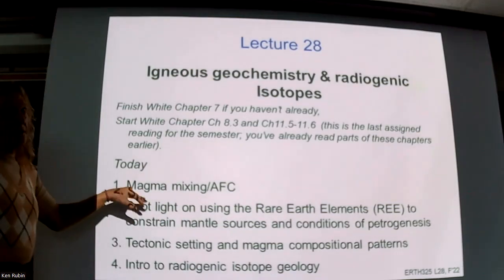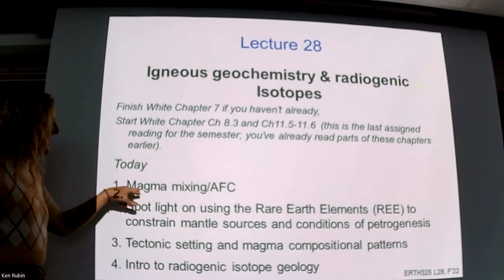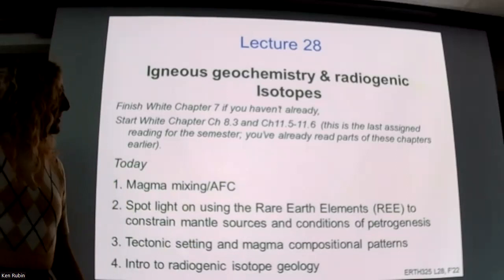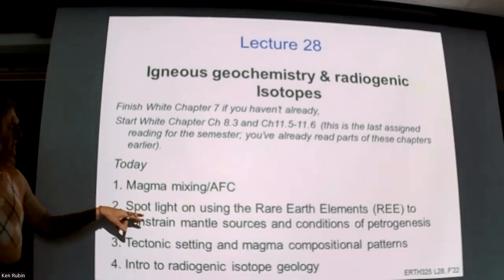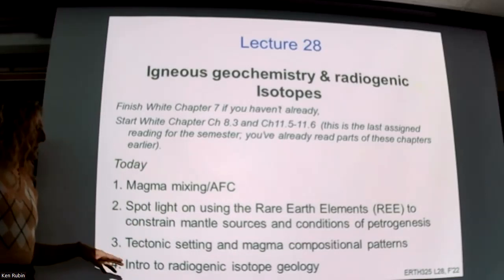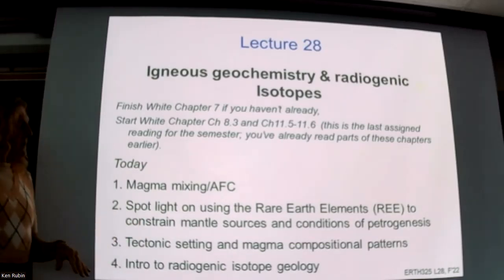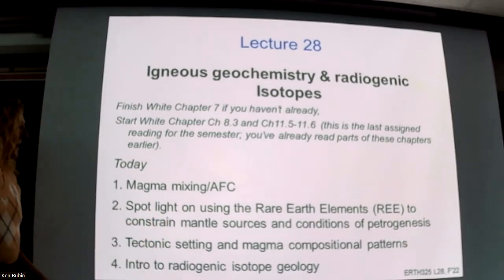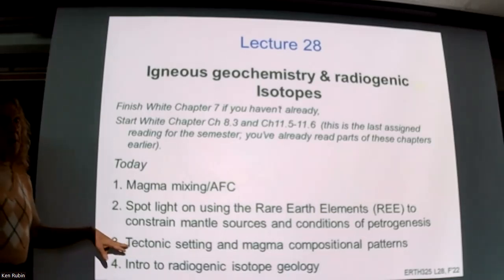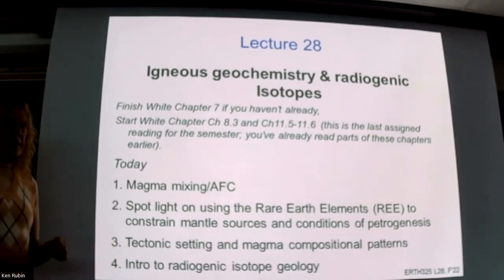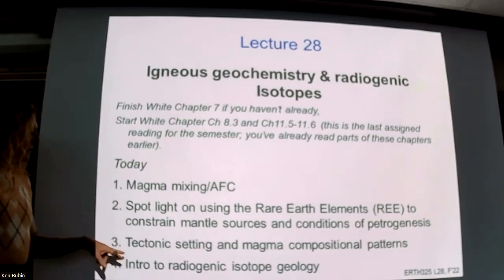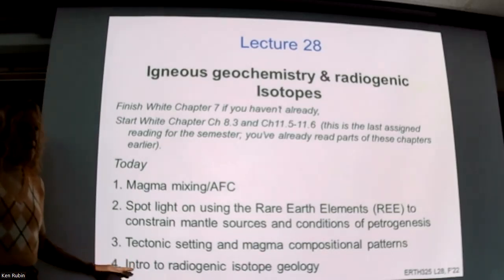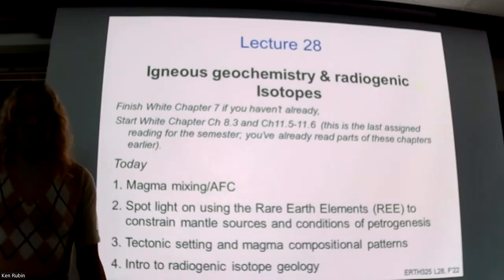So today we're going to continue talking about igneous petrogenesis, specifically magma mixing and something called EFC, which is assimilation fractional crystallization. And then we're going to talk about using the rare earth elements as a group and some of the special ways we can use them to say something about the conditions of petrogenesis, as well as variations in mantle source composition. And we'll look at this in what we call extended rare earth element space, meaning rare earth elements plus some additional things. And then we're going to have an intro to the final topic, which is on radiogenic isotope geology. We'll be focusing on this next week, but we've got a little bit of stuff today.